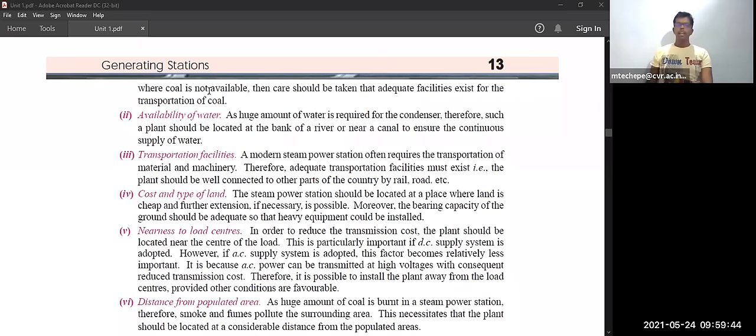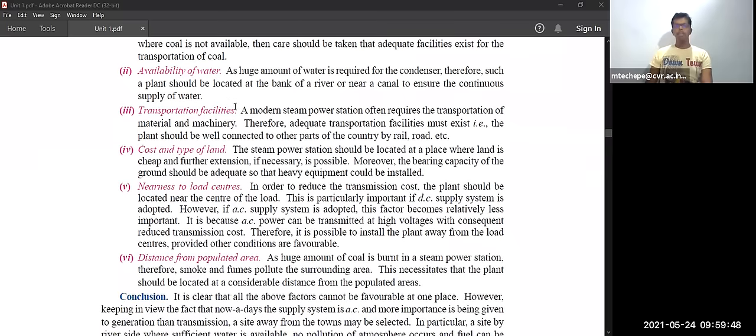So that also is there. Next is availability of the water. Availability of the water is very important, as a huge amount of water is required for the condenser. Condenser, if you see, requires a very huge amount of water, because that water is heated up in the boiler. Next, the same water, after converting into steam, we are condensing. So a huge amount of water is needed.